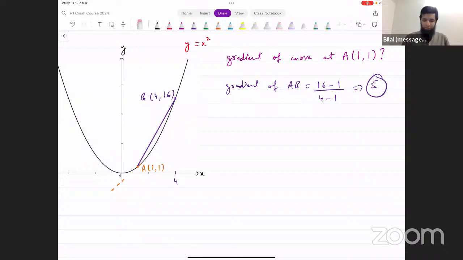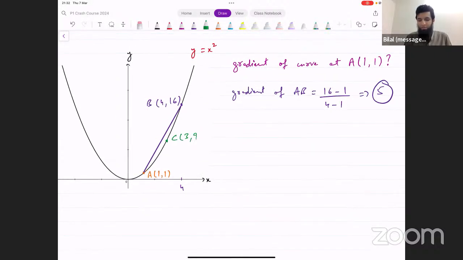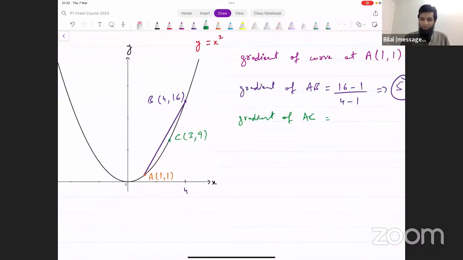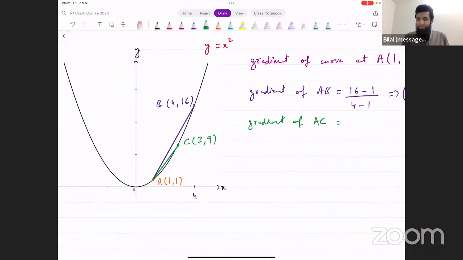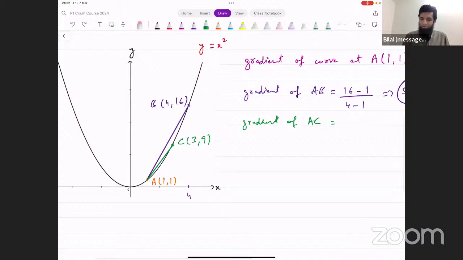Now, what if I were to take another point instead? Let's call that point C, and I'm taking the x coordinate of C to be 3. What about the corresponding y coordinate? If we put 3 here, the corresponding y coordinate turns out to be 9. What about the gradient of AC? If I were to draw a line here from A to C and find the gradient of this line, that's 9 minus 1 over 3 minus 1, which turns out to be 4.